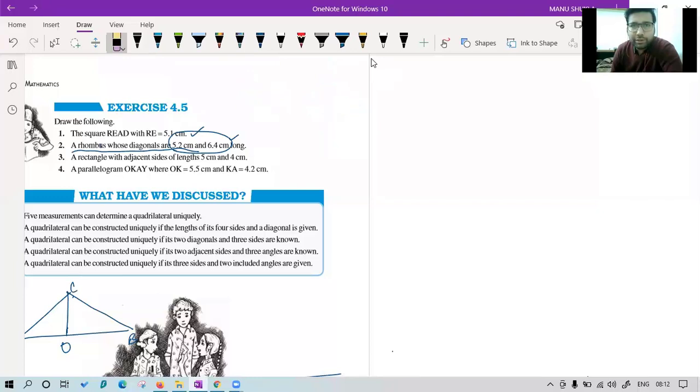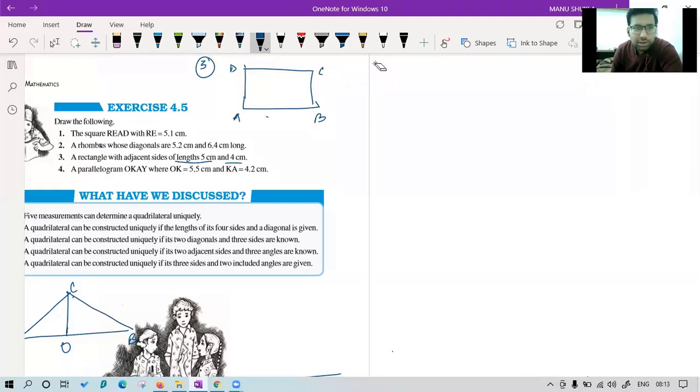Now you people will help me in this question. And I have told you the main procedure is to draw the rough diagram first to get an idea how to proceed further. Question number 3 is a rectangle with adjacent sides of length 5 and 4 centimeters. So we have to draw a rectangle. So you can draw a rough rectangle from your side like this. Let me call it A, B, C, and D.